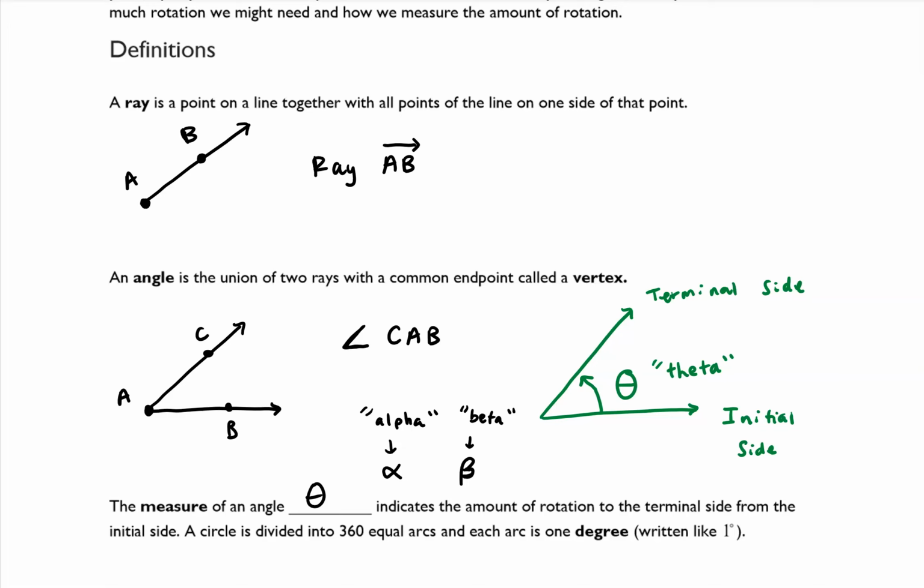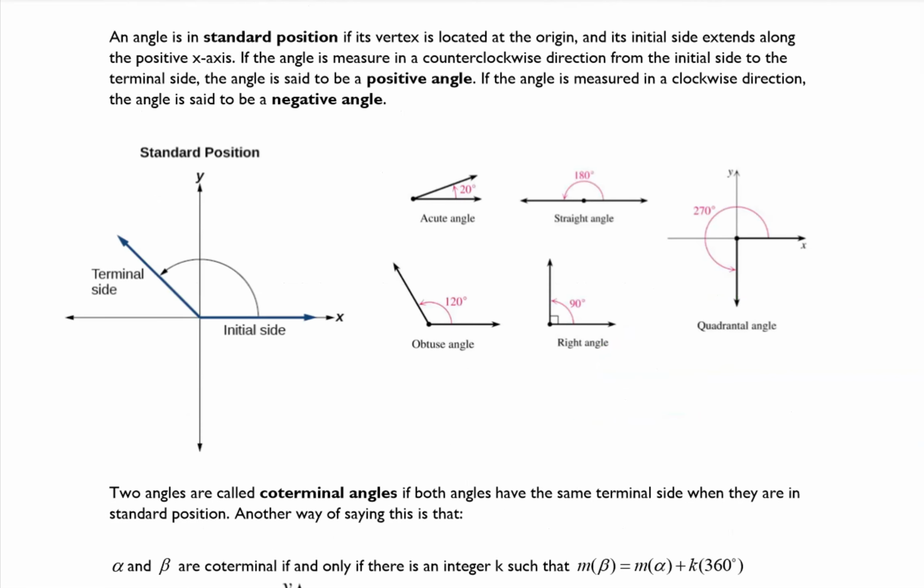A circle is divided into 360 equal arcs, and each arc is 1 degree, written using this notation. So the degree is a little circle in the superscript, like that. An angle is in standard position if its vertex is located at the origin. And if you don't remember, the origin is right here at the point (0, 0). And its initial side extends along the positive x-axis, which is what is happening right there.